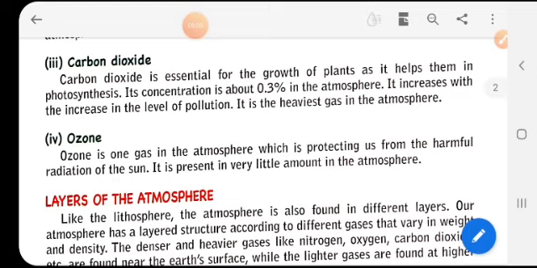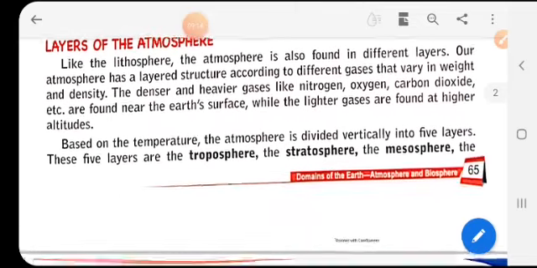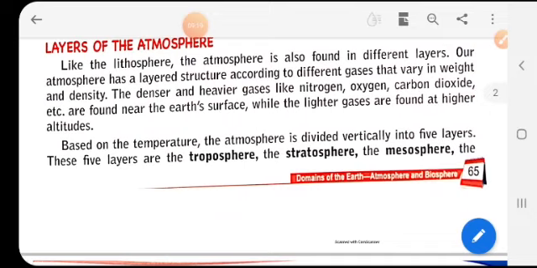Now we come to the layers of the atmosphere. Like the lithosphere, the atmosphere is also found in different layers. Our atmosphere has a layered structure according to different gases that vary in weight and density. The denser and heavier gases like nitrogen, oxygen, carbon dioxide, etc. are found near the Earth's surface, while the lighter gases are found at higher altitude.